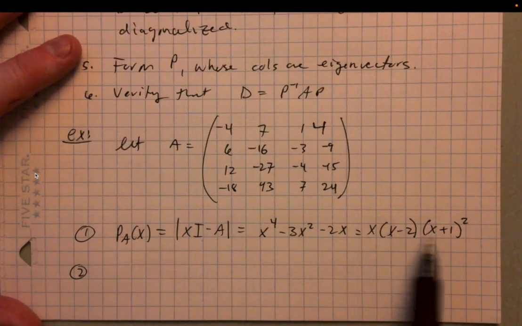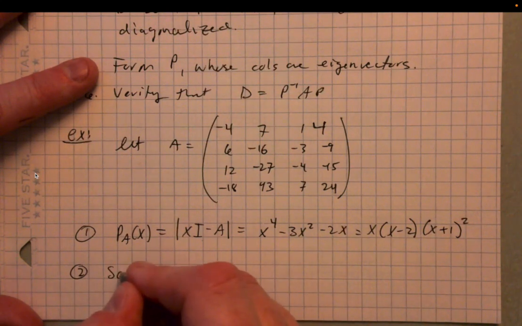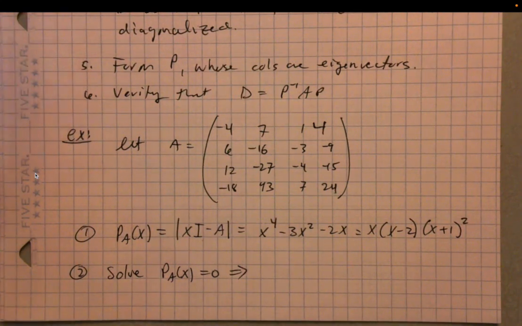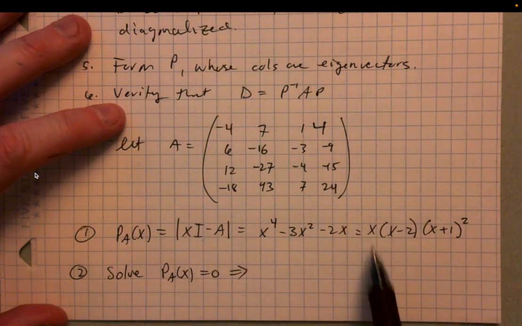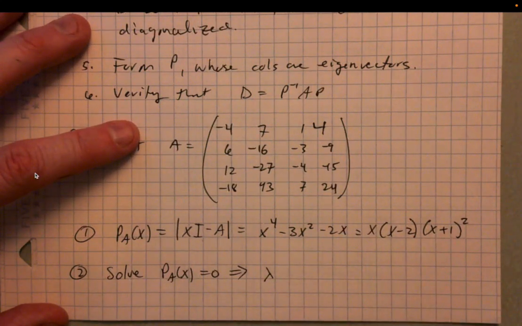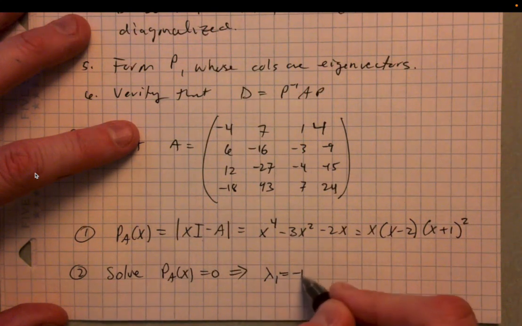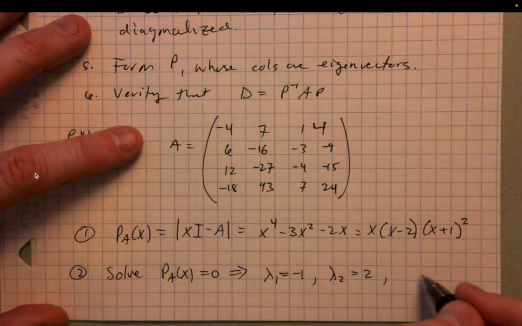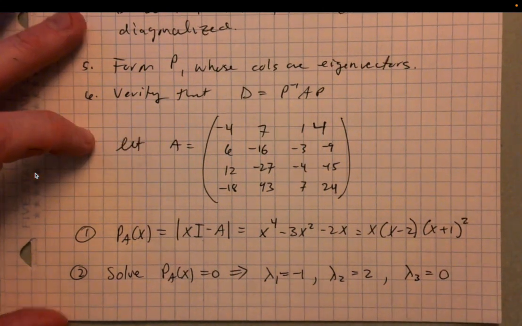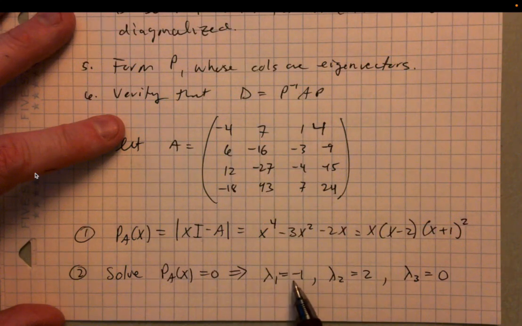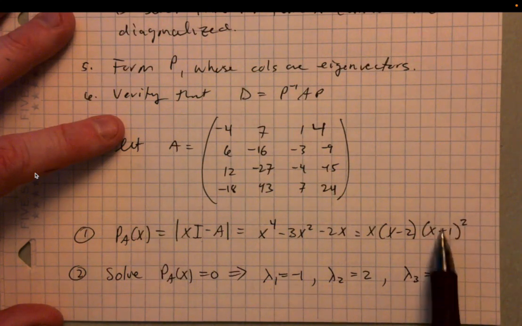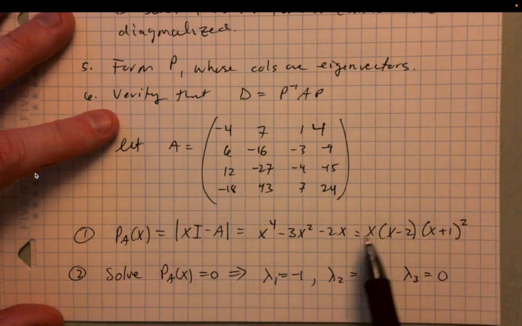Step 2 then is to set this polynomial, the characteristic polynomial, equal to 0 and solve it. So p_A of x equals 0. And when you do that, you get 3 eigenvalues, right? So you can see what they are. Lambda 1 is going to be -1, lambda 2 we're going to call 2, and lambda 3 is equal to 0. And so the first eigenvalue, -1, is going to be a repeated root. You can see that here, x plus 1 quantity squared. So it's going to be a repeated root. These others are singleton roots.